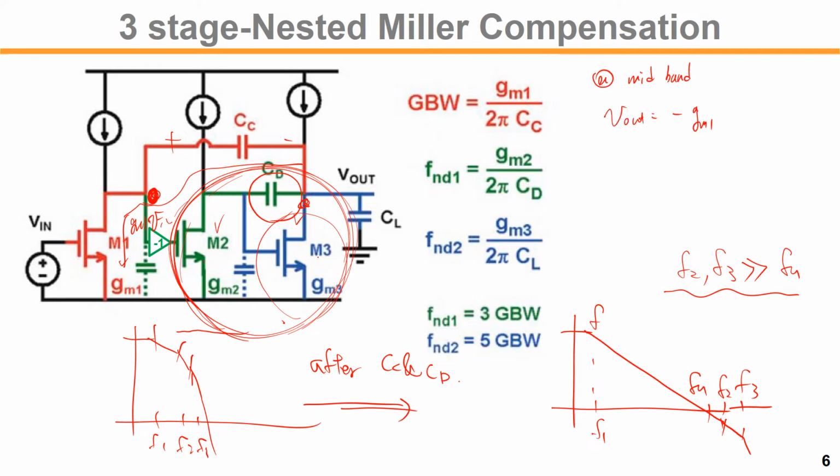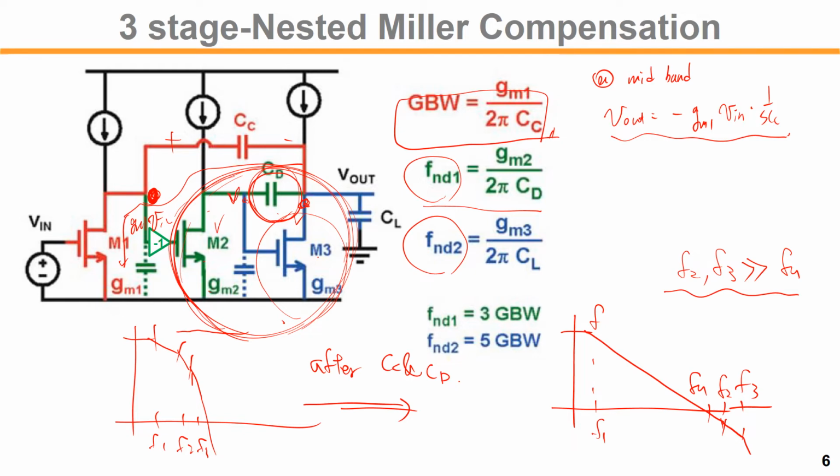Minus gm1 Vin times 1 over sCc. Based on that, we can find the GBW, right? Same as like that. And the location of the non-dominant poles: we have two non-dominant poles, first and second. The first non-dominant pole is gm2 over CD, right? The capacitance seen in here.